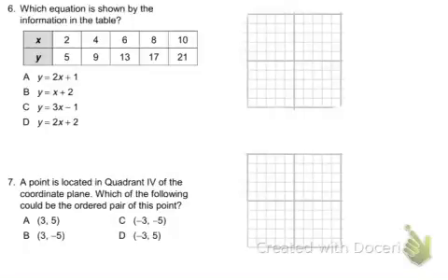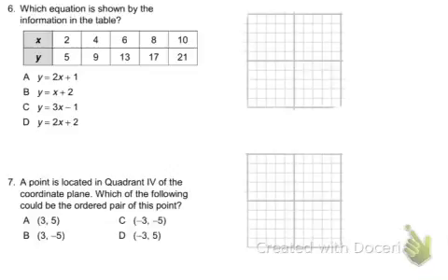All right, let's look at problems 6 and 7 on the Module 13 study guide. So 6, which equation is shown by the information in the table? So we're given this table. Now, the first thing we need to know, is there a common ratio or a common difference?